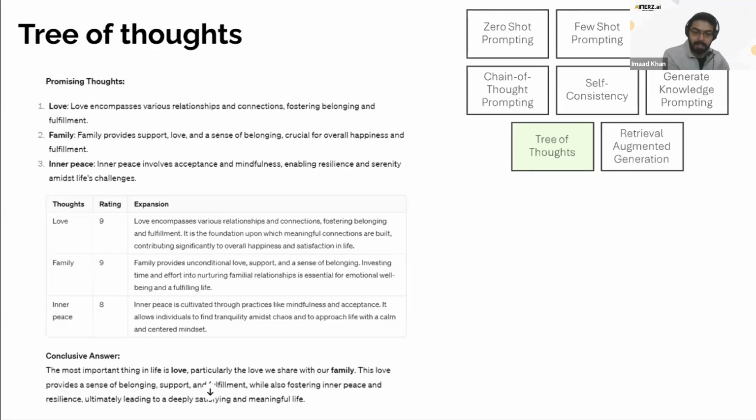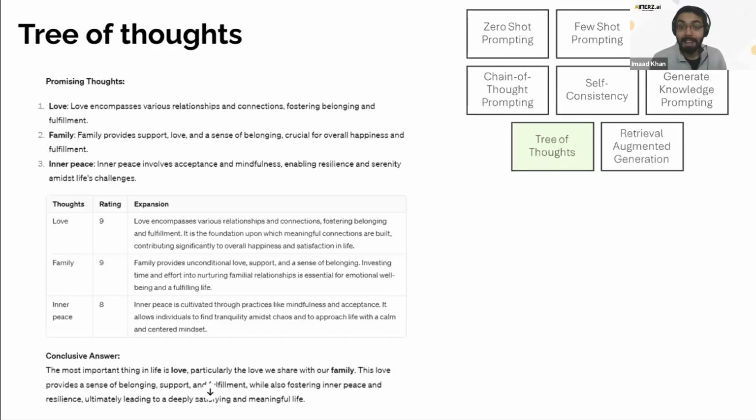It says the most important thing in life is love, particularly the love we share with our family. This love provides a sense of belonging, support, and fulfillment, while also fostering inner peace and resilience, ultimately leading to a deeply satisfying and meaningful life. So now you know what you need to look for in your life, I hope, answered by an LLM.